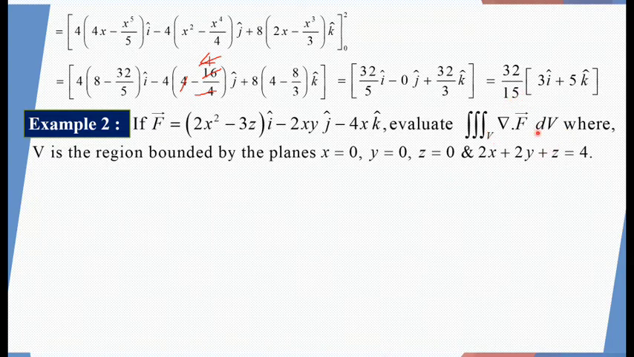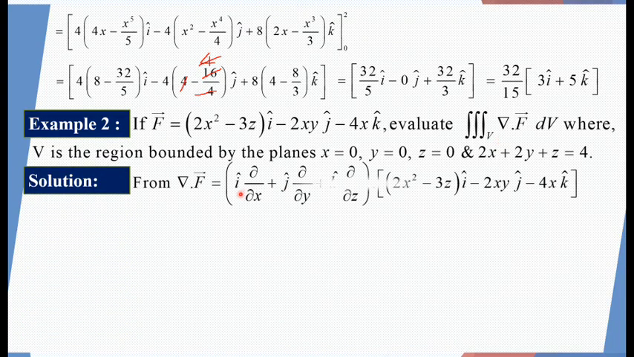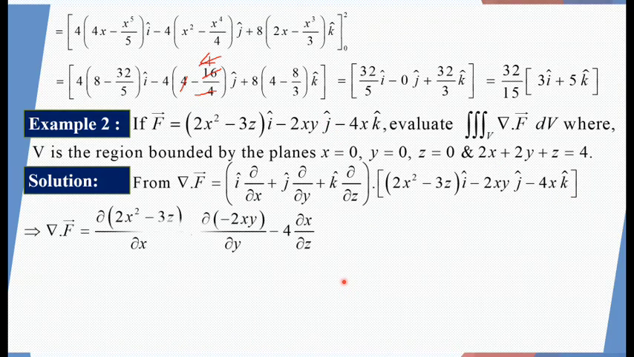So we have to find del dot vector f, that is the divergence of vector f. To solve it, first, del dot vector f: the value of del is i del over del x plus j del over del y plus k del over del z, dot product with vector f, and vector f is 2x square minus 3z i minus 2xy j and minus 4x k. In the dot product, i dot i, j dot j, k dot k is always 1 and the rest are 0.